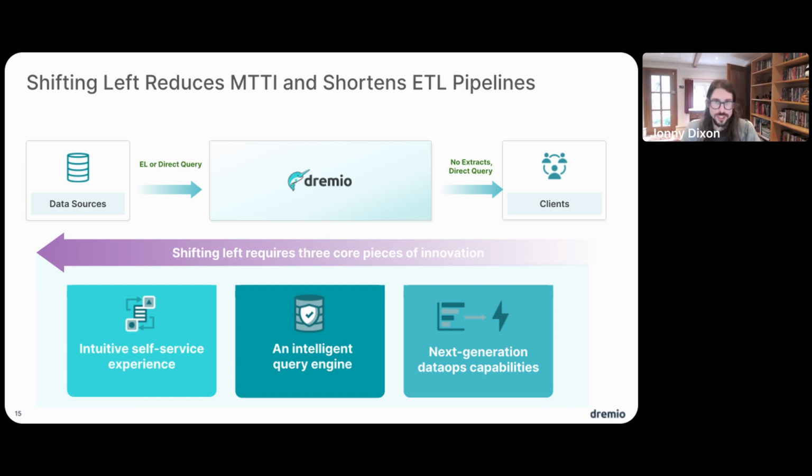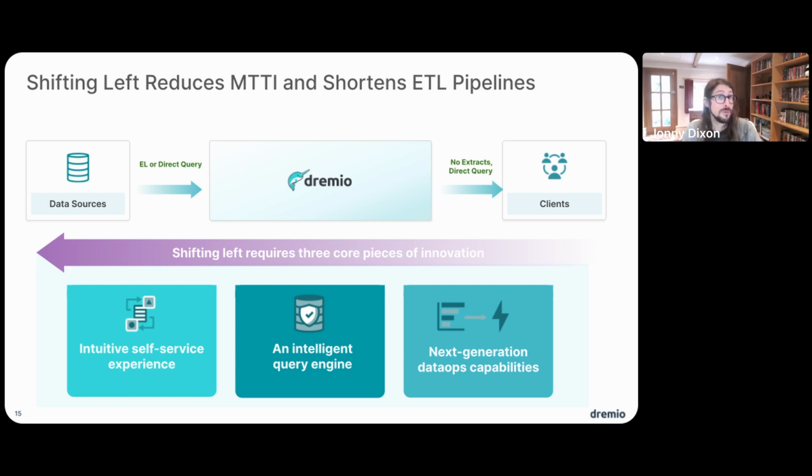Now, what does that achieve? That allows us to shift left in our mean time to insight, meaning that we no longer have to go through all of these complex requirements processes. We can also shorten our ETL pipelines because we're no longer copying that data. It means that we're operating in a single location. Dremio gives us the ability to get to production in a lot quicker time, whilst also removing a lot of the complexities that people have to deal with today.